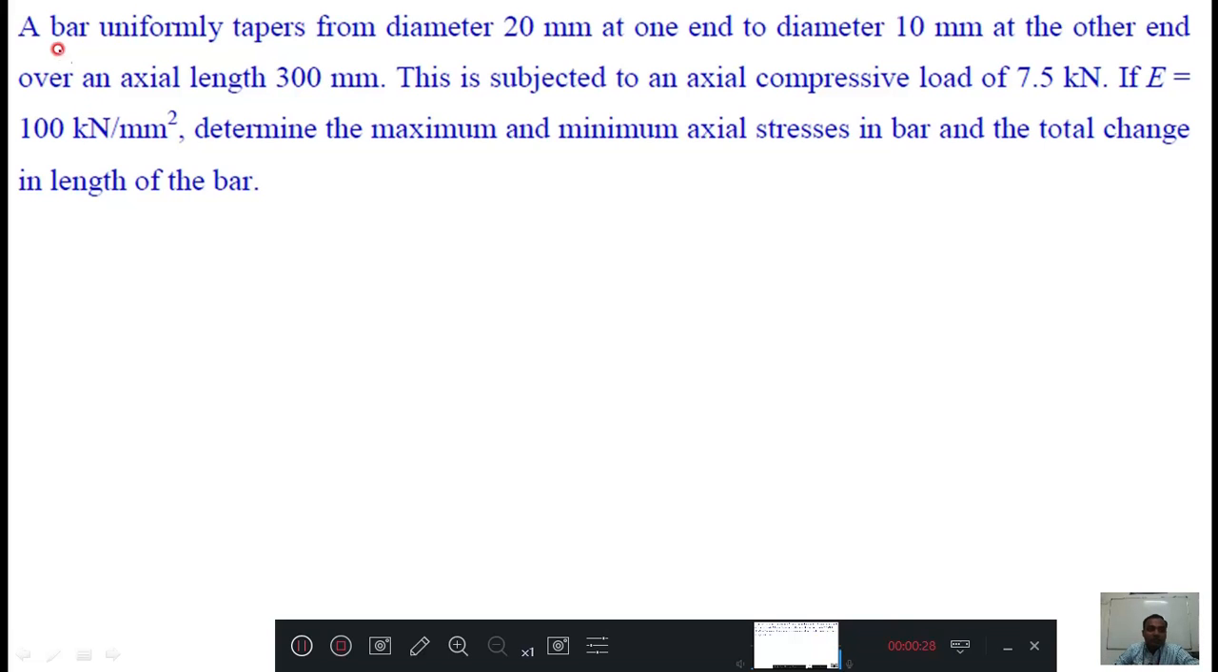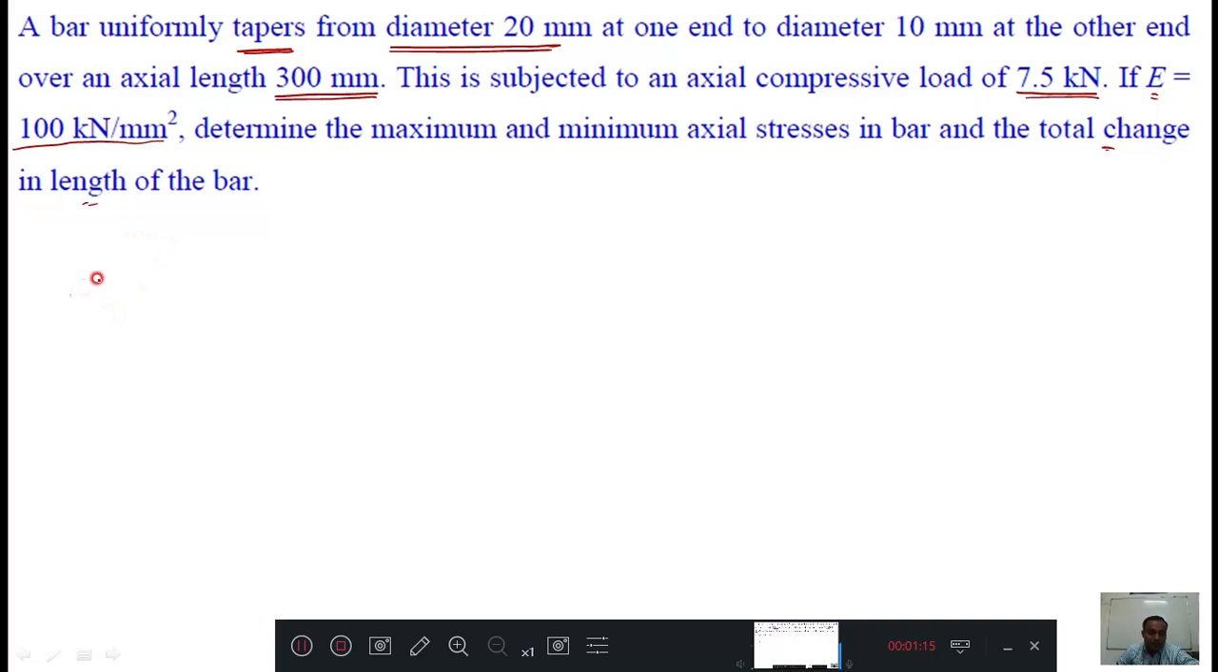Now see here. A uniformly tapered circular bar tapers from a diameter of 20 mm at one end to 10 mm at the other end over an axial length of 300 mm. Length is 300 mm. This is subjected to an axial compression of 7.5 kilonewton, where Young's modulus is given as 100 kilonewton per mm square. Determine the maximum and minimum axial stresses in the bar and the total change in the length of the bar.